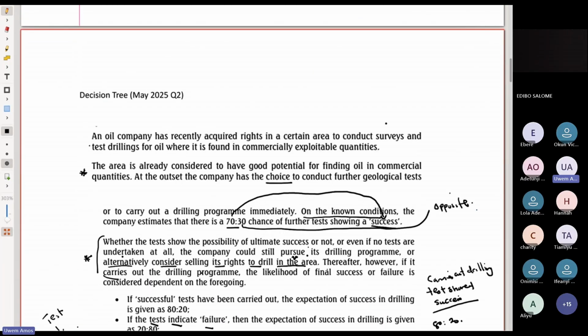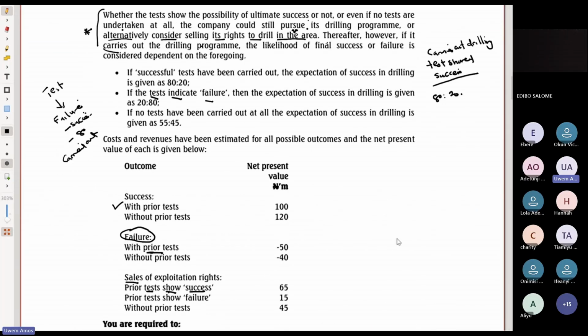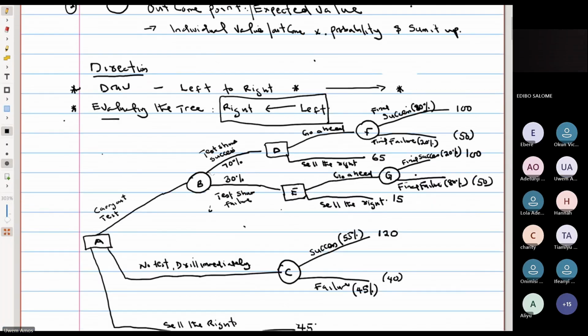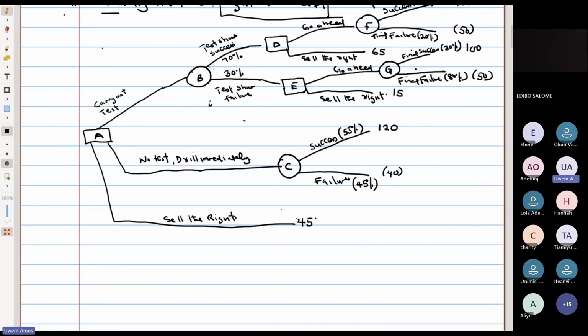Okay, so let's get back to our stuff. If we carried out a test and the success is 100, it doesn't tell us what the result of the test is, so that is not material. As long as we carried out the test and the success is 100. And as long as we didn't carry out the test and it's a failure, it's 120. So we missed out that point. So let's now get back to our evaluation. Begin with point G.